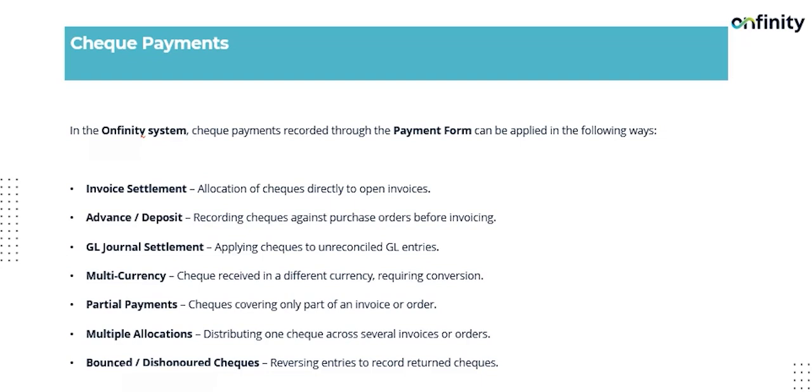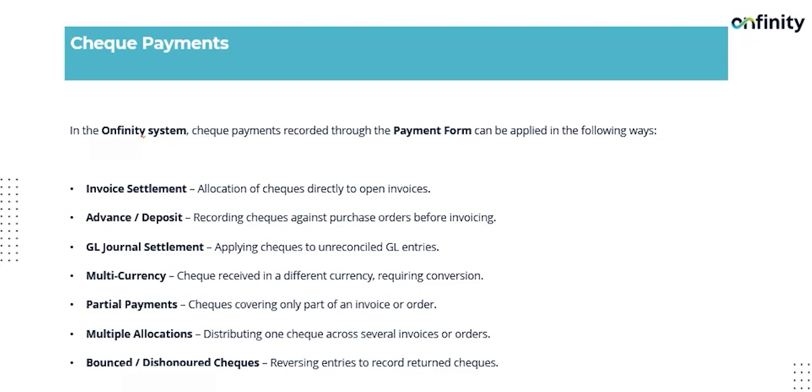In the Onfinity system, check payments recorded through the payment form can be applied in the following ways: against invoices, against purchase or sales orders, against GL journals. Normally, in the AP payment screen, payments can be made using methods such as check, credit card, or other non-cash options. However, using the payment form is more convenient because it allows users to perform multiple payment-related functions in a single screen, with or without check printing. Therefore, the payment form is the preferred and most versatile platform for managing payments and receipts in Onfinity.